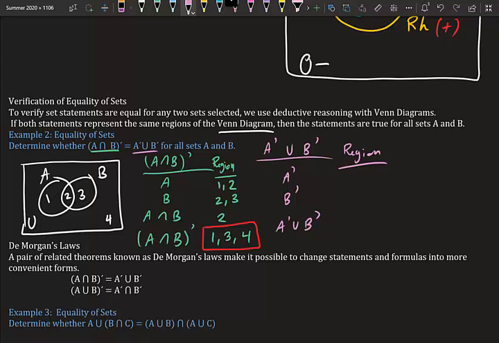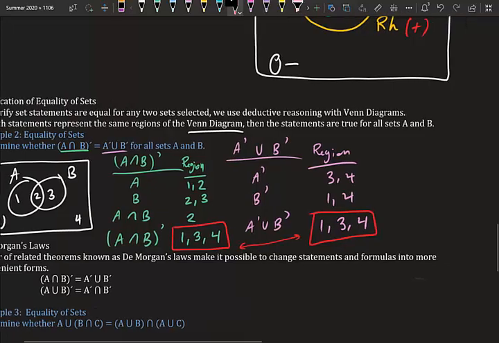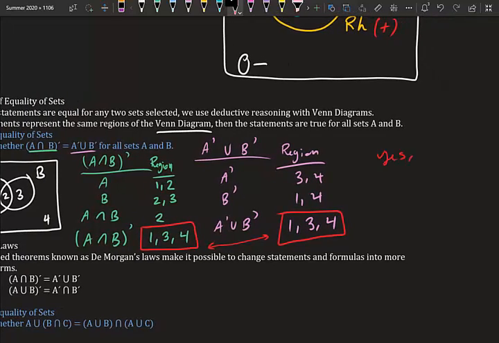Because 2 is in A, we can't include it. Everything that's not in A is only 3 and 4. Everything that's not B is 1 and 4. So if we union them, it's 1, 3, 4, those regions. They are the same. Since they are the same, they are equal. And that's all we would say. Yes, they are equal.